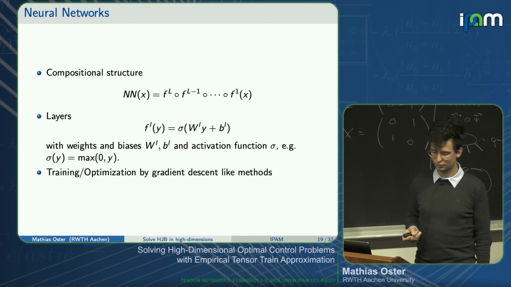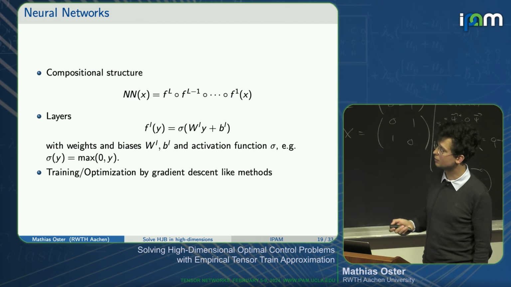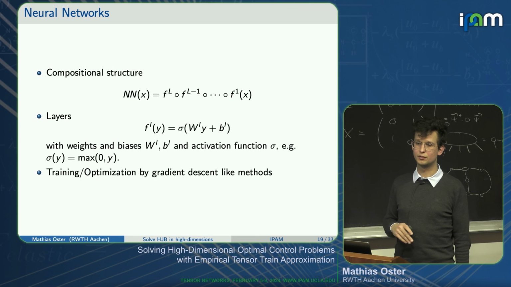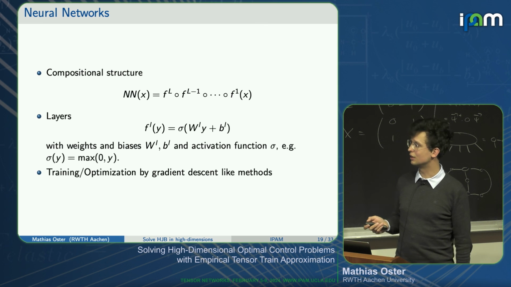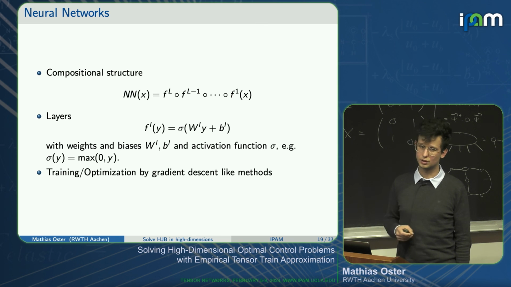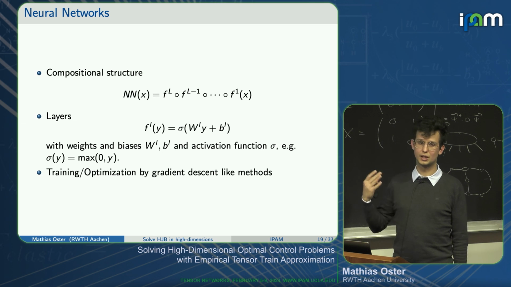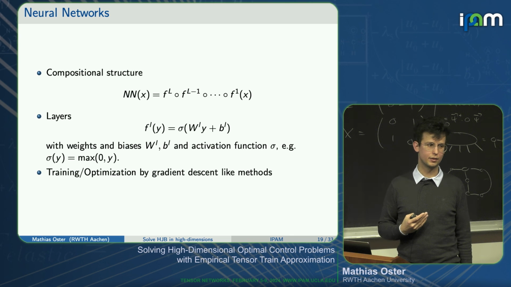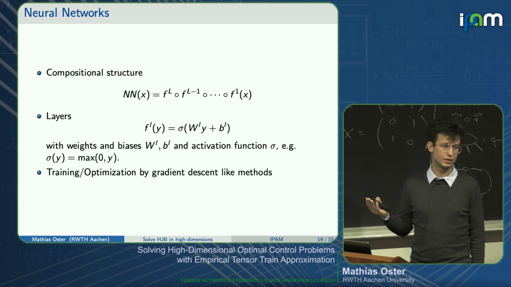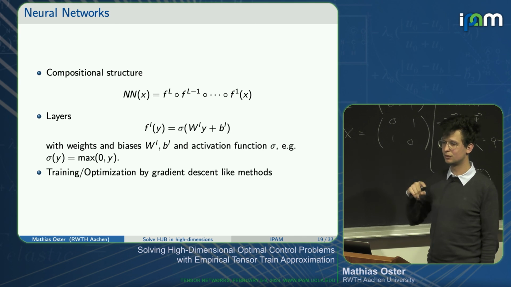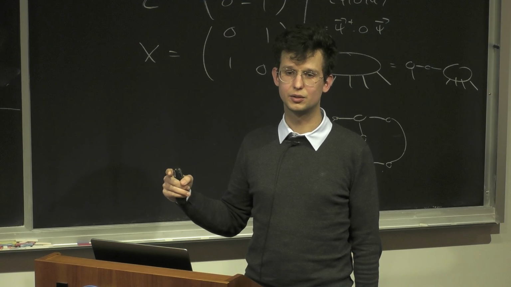And then you need to find the weights and biases, so this W and B. And usually this is done by some kind of gradient-like schemes. Because of this compositional structure, and because of the way you choose the non-differentiability, the nonlinearity, optimizing these neural networks is a very difficult problem, in the sense that you can use only gradient-like methods. You cannot really use Newton-like methods or other optimization algorithms. And gradient algorithms tend to be very, very slow in high dimensions.